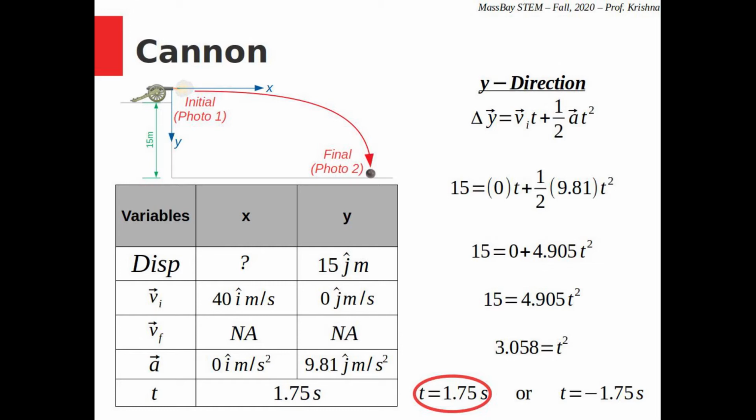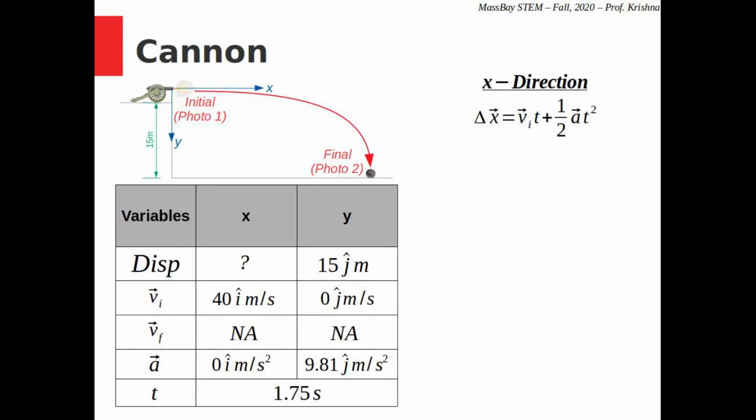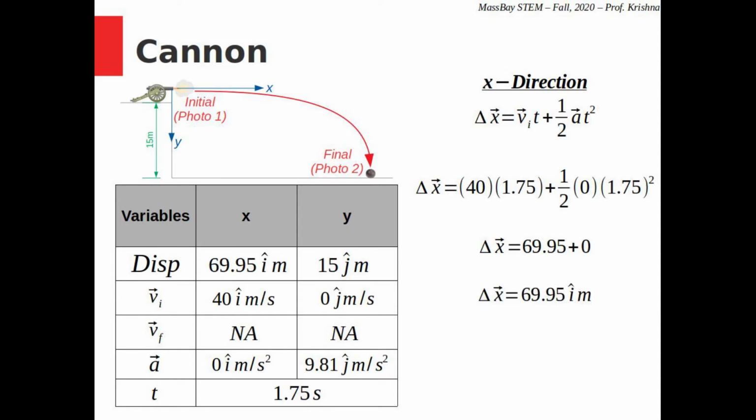Again, time is always consistent between x and y. It represents the time between the 2 photos. In x, we are looking for the displacement, and we have horizontal velocity, acceleration, and now time. So we can use toolbox equation 2 to solve for the displacement. It is 69.95 i hat meters.